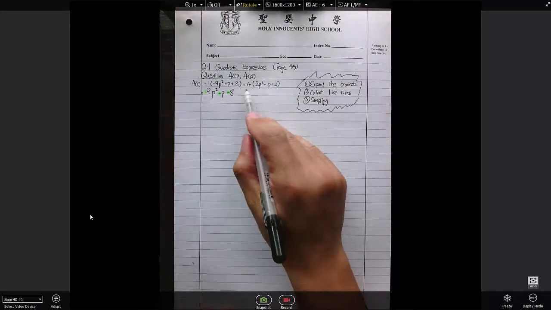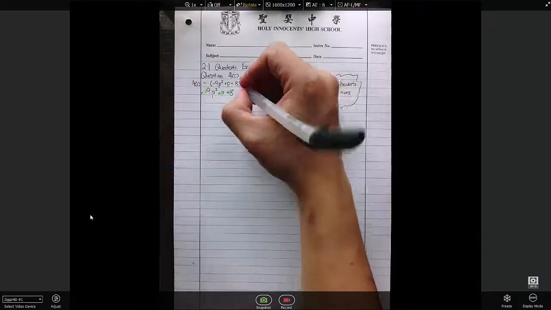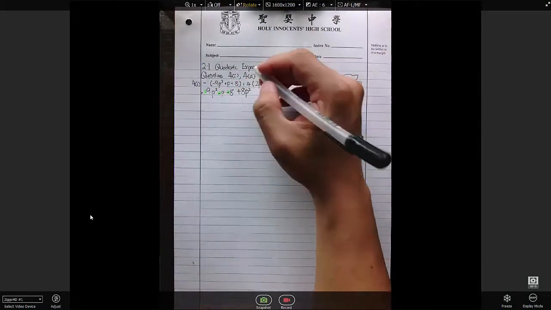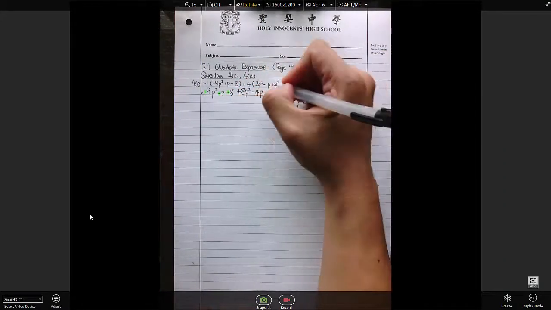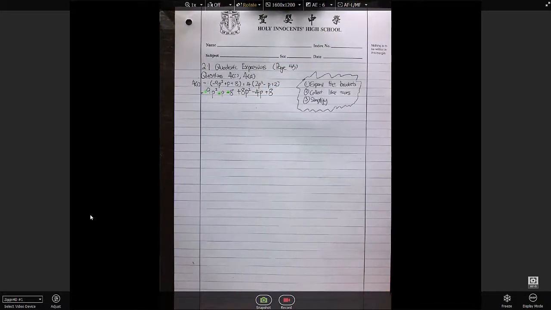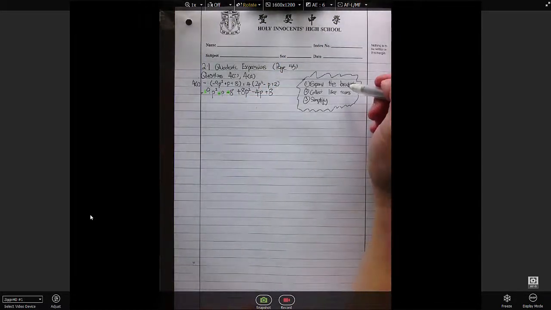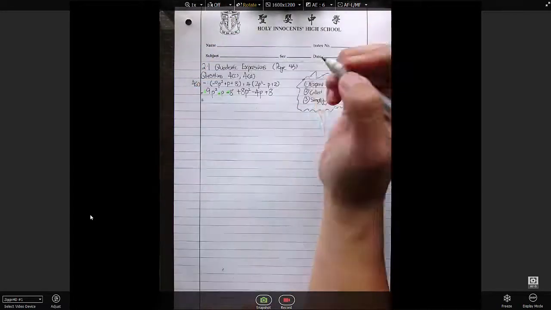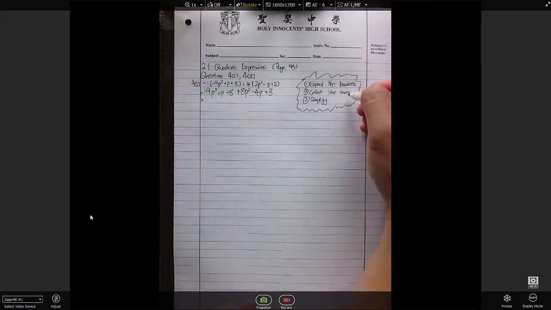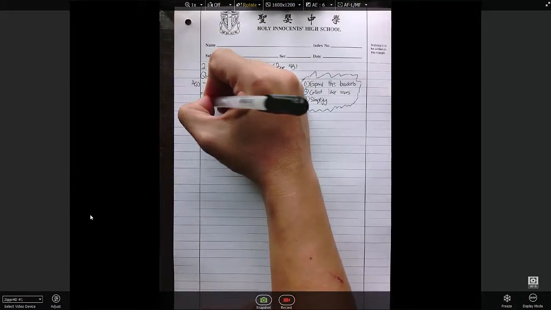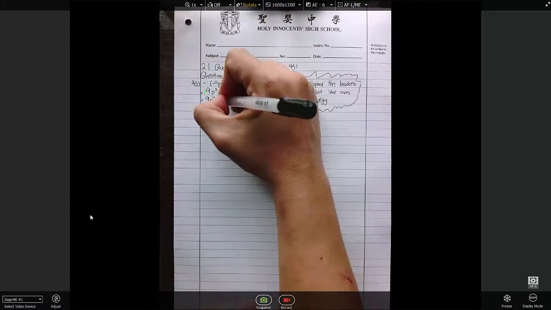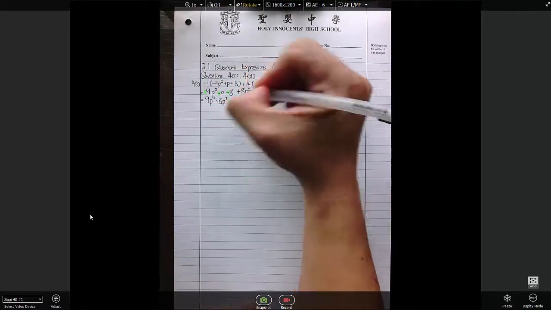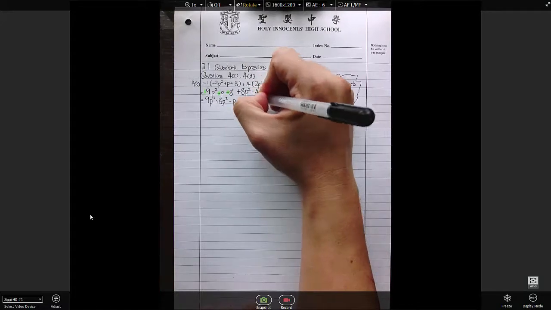Here, positive 4 times 2p square gives me plus 8p square. No problem there. Positive 4 times negative p gives me negative 4p. Positive 4 times 2 gives me plus 8. So I have completed step 1, which is expand the brackets. Next one I do here is this. I will collect the like terms. So I get 9p square plus 8p square minus p minus 4p minus 8 plus 8.